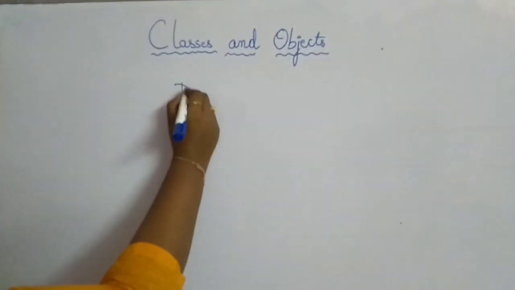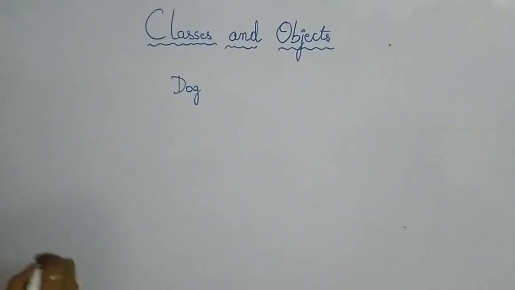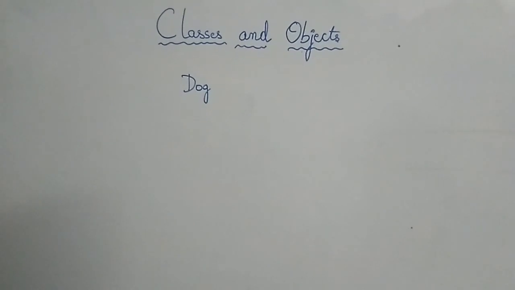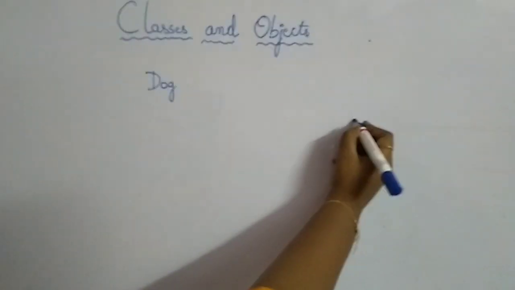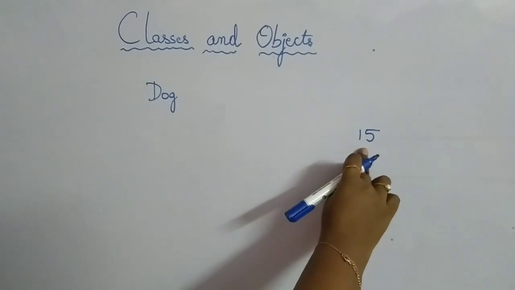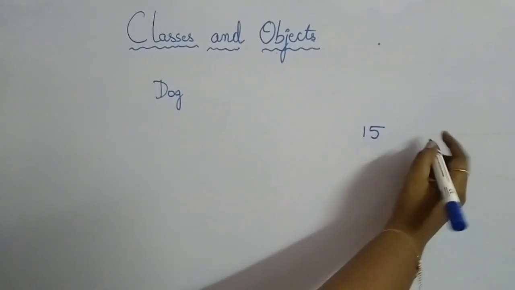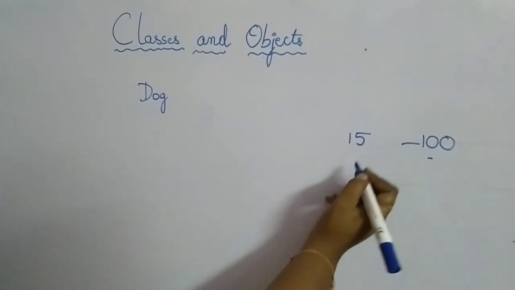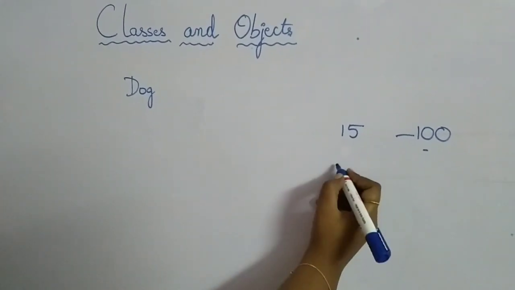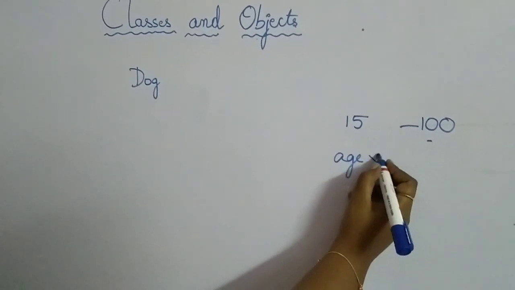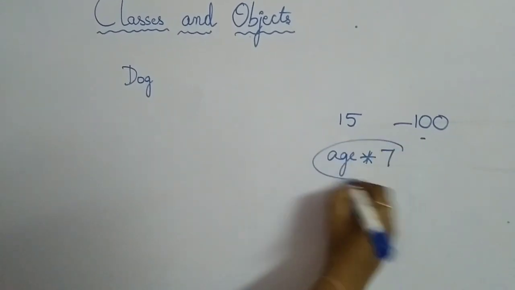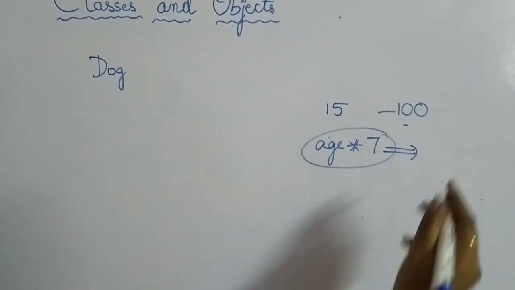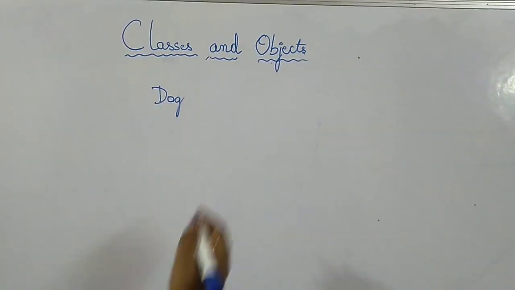Let us construct a dog class. My problem statement here is I want to convert the age of the dog into human years, because the dog's lifetime is only 15 years. 15 years of the lifetime of a dog is equal to 100 years of human beings. So I want to convert this dog age into human years. To do that, I need a function which is age into 7. When you do this, the age of the dog into 7 will give me the age of the dog in human years. So we'll try to do that.